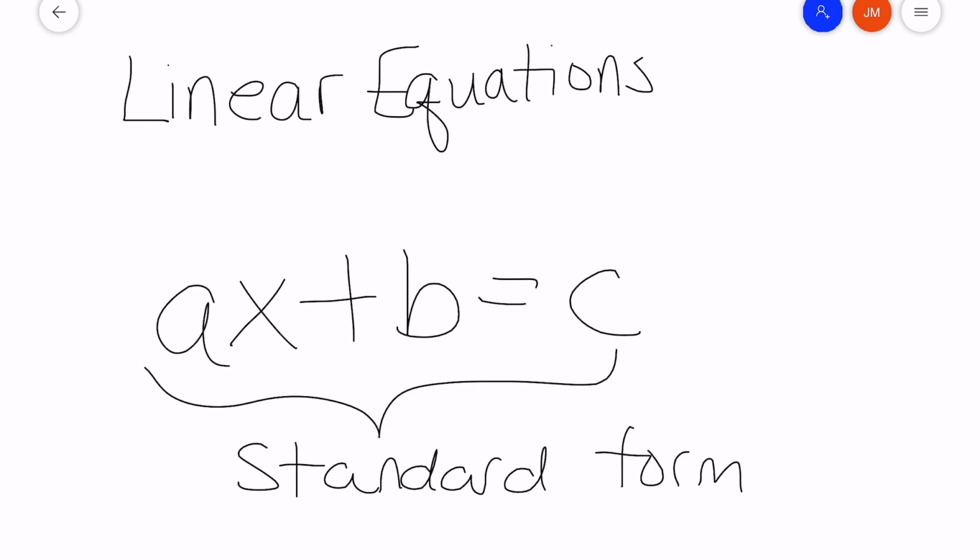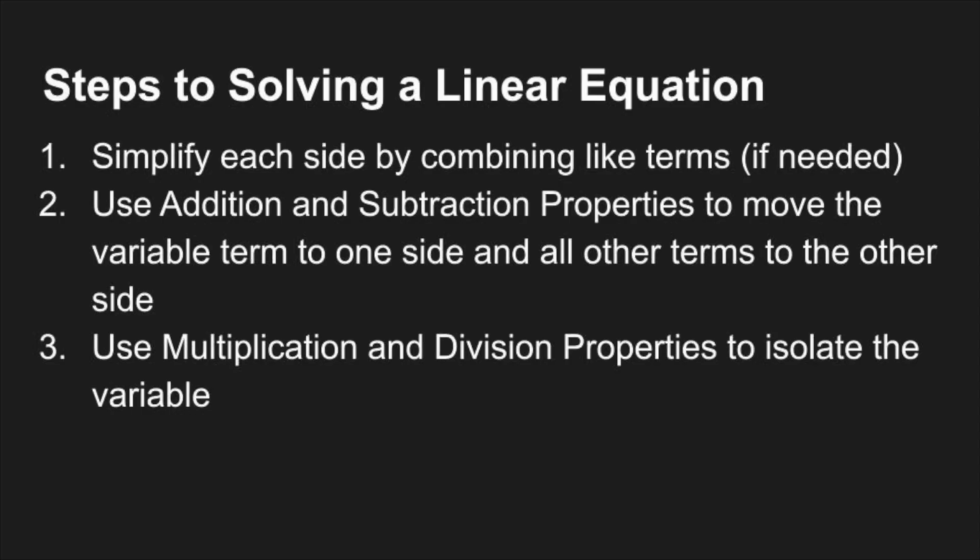Note that most linear equations will not start off in this form. Also, the variable may or may not be an x. A solution of a linear equation is a value such that when you replace the variable with it, it makes the equation true. In other words, the left side of the equation comes out equal to the right side of the equation. Always remember the golden rule of algebra. Whatever you do to one side of an equation must be done to the other side to maintain the balance.